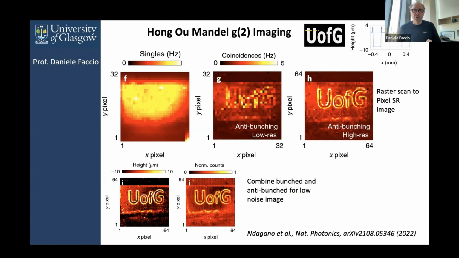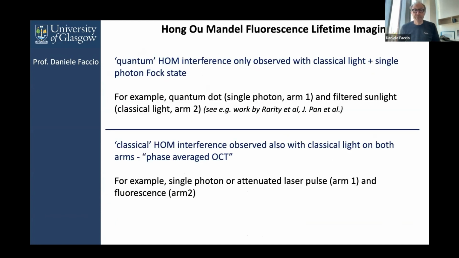I now wanted to show you some of the more recent work that we've been doing, where we've been applying this Hong-Ou-Mandel sensing concept to the problem of fluorescence lifetime imaging. So, summarizing a couple of things, this quantum Hong-Ou-Mandel interference effect actually doesn't require pure quantum light. You can also obtain this quantum advantage with classical light in one arm, just a laser, for example, or thermal light, plus a single photon Fock state in the other arm.